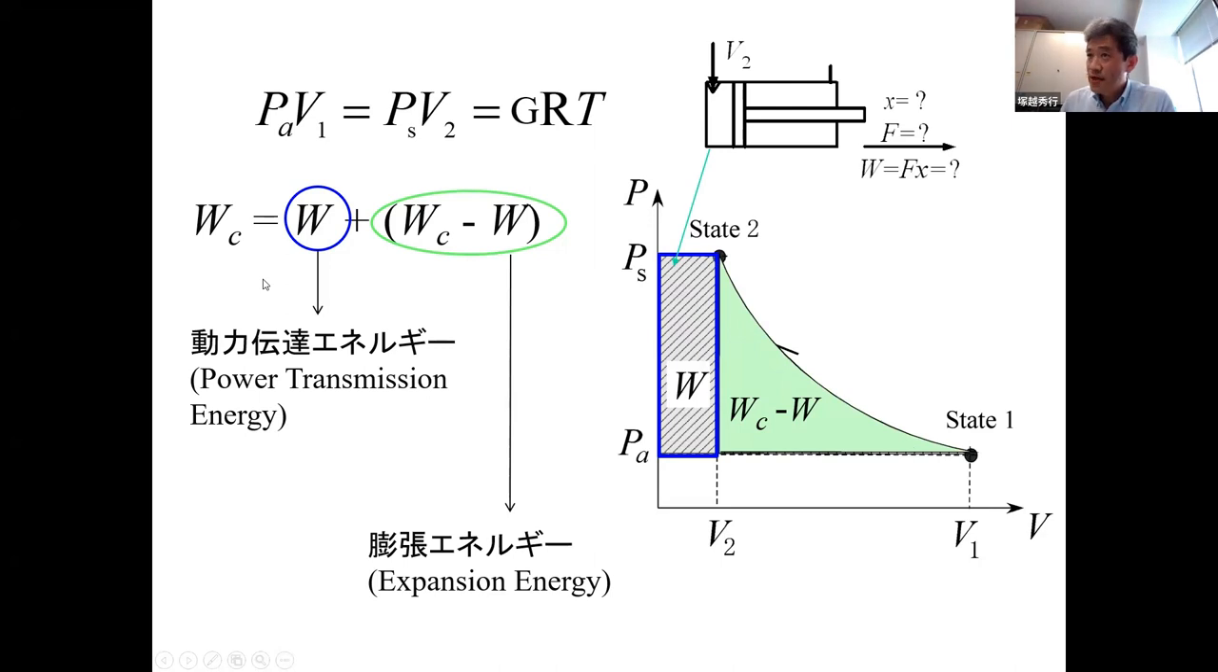And namely, this blue area is called the power transmission energy, which is the actual work to be done to the outside. On the other hand, this green area is called the expansion energy. So this energy itself cannot be contributed to the actual work, just to be consumed to expand. Okay?